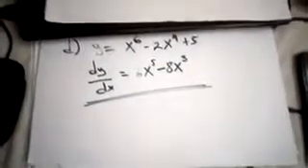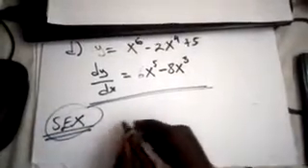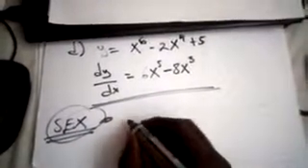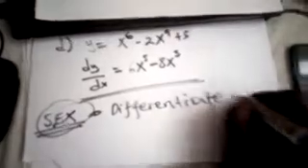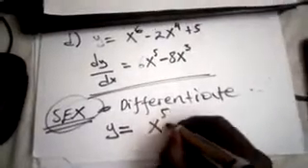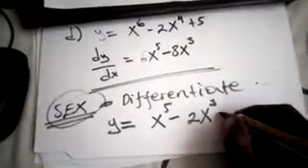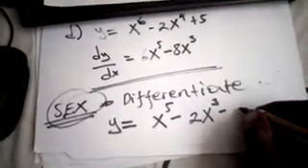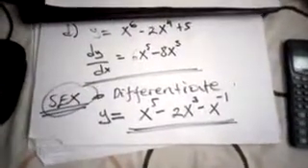So try out this for me, simple exercise, please try out this for me. We are going to differentiate y is equal to x power 5 minus 2x power 3 minus x power negative 1. Please try out this before you continue to another video, and we see whether you have the right answer.